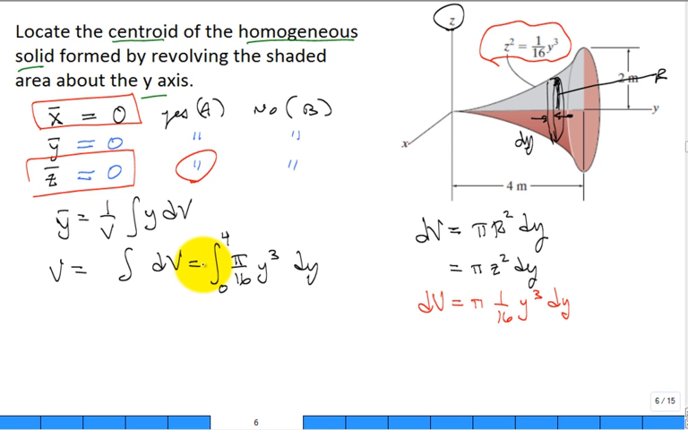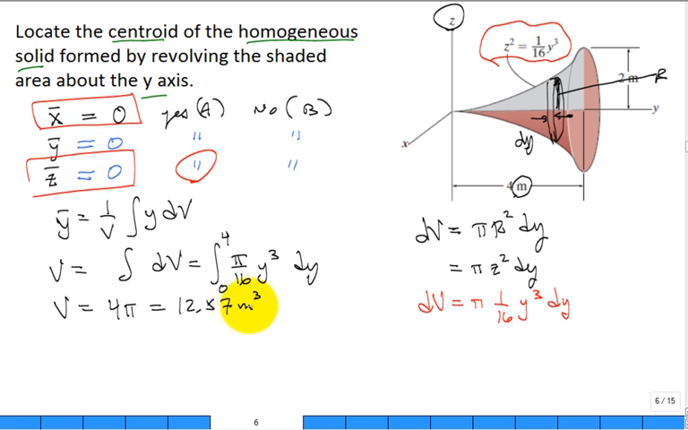At this point, you can perform the integration. The volume is 4 pi, or numerically 12.57. Here they do give units of meter, so it's meters cubed.